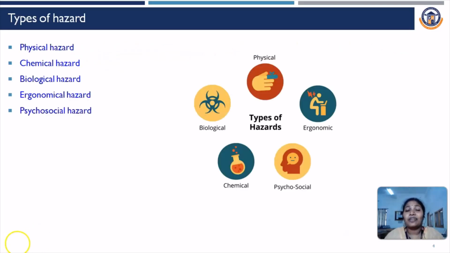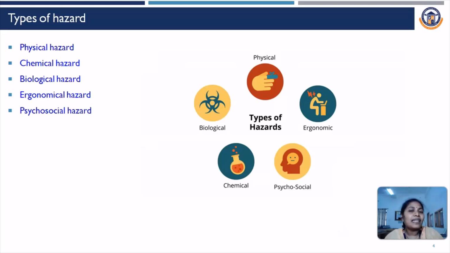Let us see what are the types of hazard available in the industrial sectors. There are so many hazards, but they are broadly classified into physical hazard, chemical hazard, biological hazard, ergonomical hazard and psychosocial hazard. Physical hazard normally refers to the hazards in the physical environment. Noise, vibration, temperature extremes, workplace hazards, all these come under physical hazard.